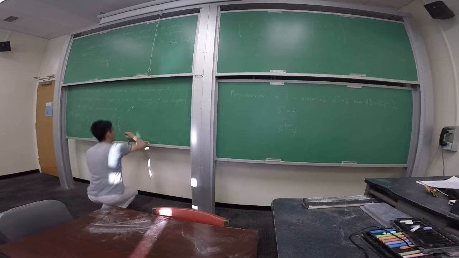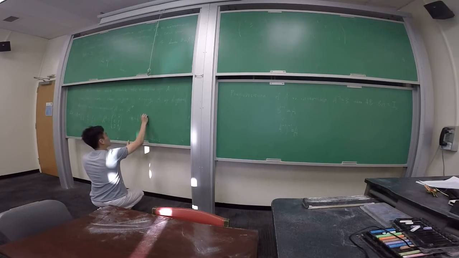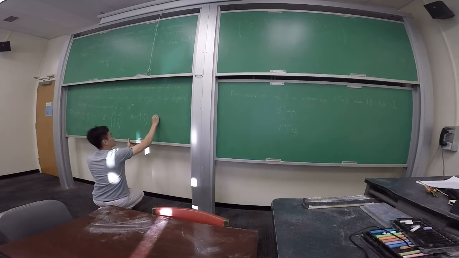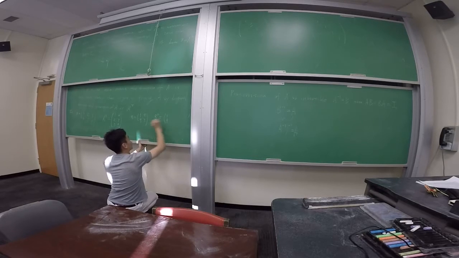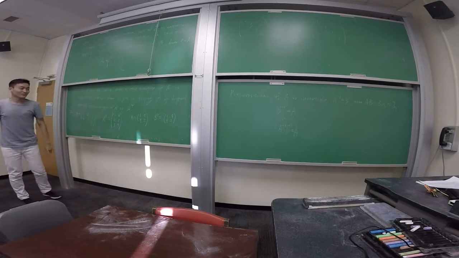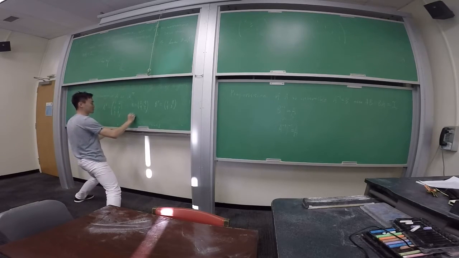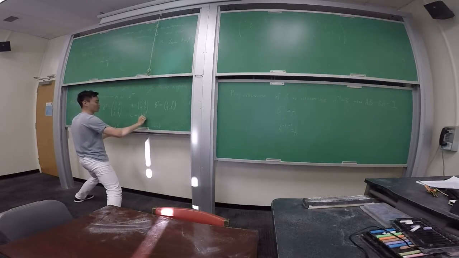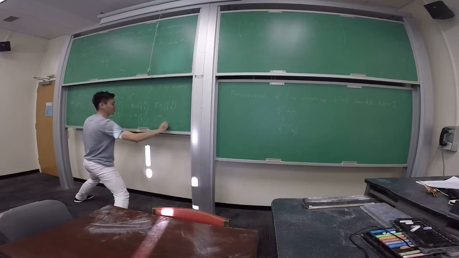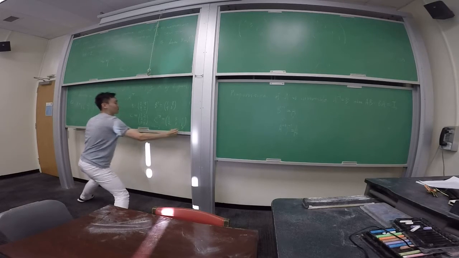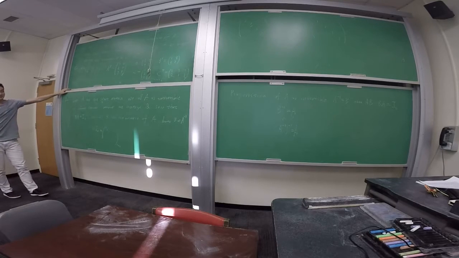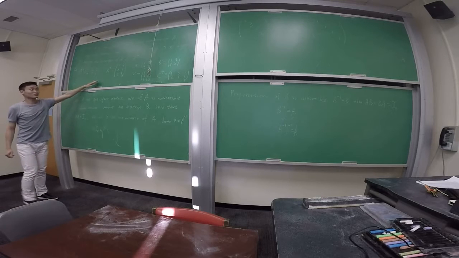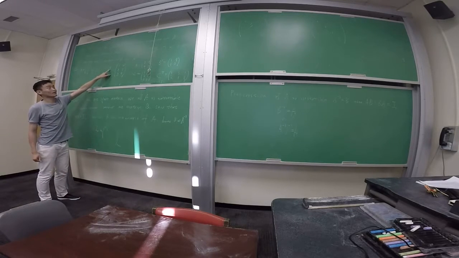Another example: if B is equal to 1, 9, 9, 2, then B transpose is equal to, you write each row as a column, 1, 9, and 9, 2. Let's do more examples. If C is equal to 1, 3, 1, 2, 1, 1, then C transpose is equal to 1, 2, 3, 1, 1, 1. This kind of operation is called transpose, and we denote the transpose of a matrix with a small letter T at the top right of the matrix.